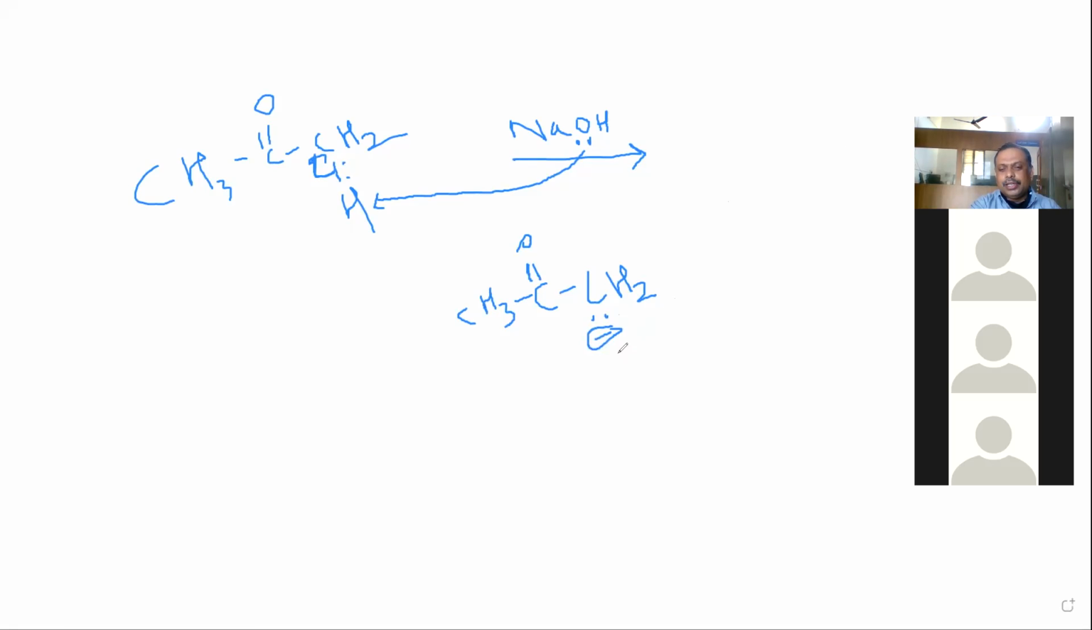Which charge is generated here? Carbanion is formed. That means in organic chemistry, when the bond pair of electrons is shifted towards one atom, that is called heterolytic bond cleavage, and it generates cations and anions.